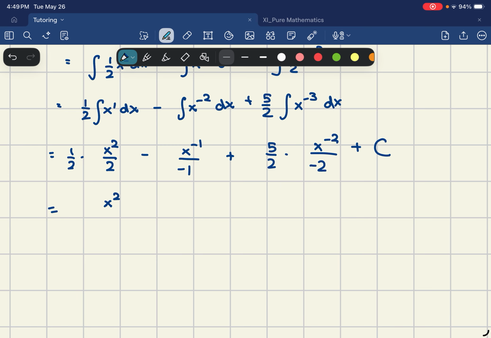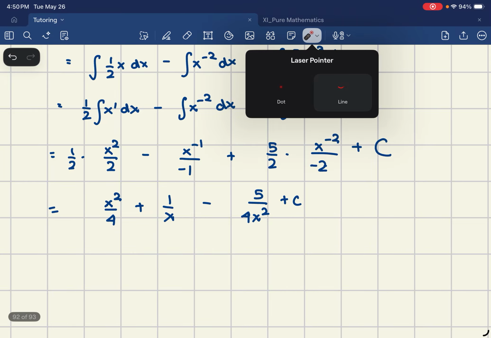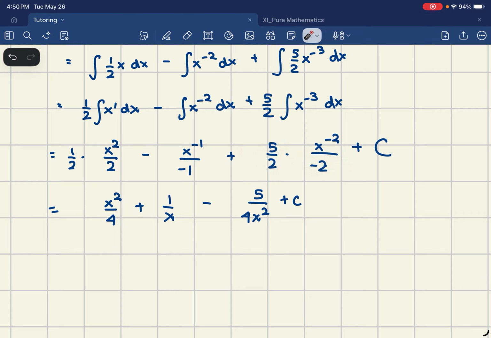So you're going to get x squared by 4 plus 1 over x. Minus of minus here is going to give you plus 1 over x plus 5 minus 5 over 4 x squared plus c. 2 times 2 here, so 2 times 2 is going to be 4. You have a negative sign, so this becomes negative here. And then this, you just write it in the denominator as x squared. And then you have plus c. So this is your answer.